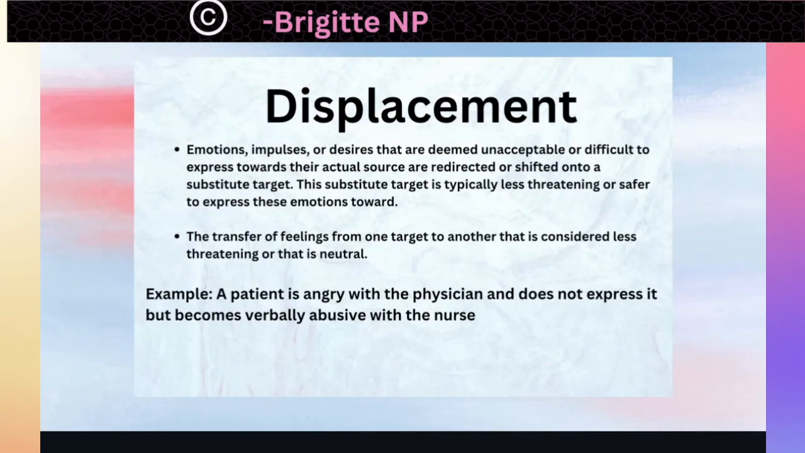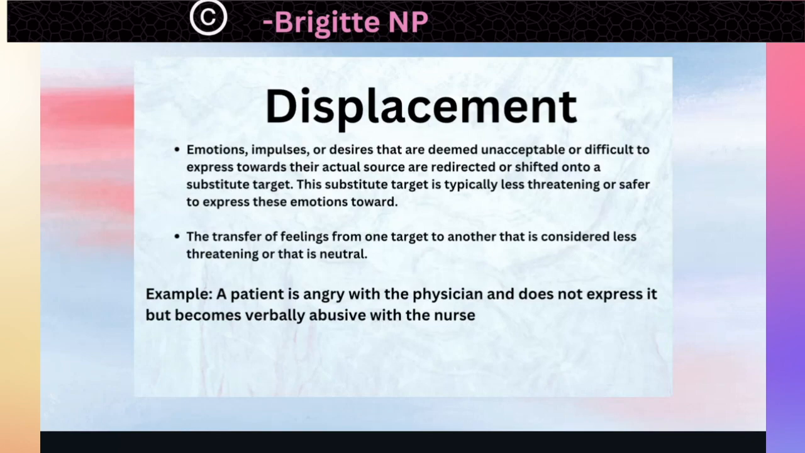This substitute target is typically less threatening or safer to express these emotions toward. It is the transfer of feelings from one target to another that is considered less threatening or that is neutral. So, an example might be a patient is angry with the physician and does not express it, but becomes verbally abusive with the nurse. So, for example, with displacement, imagine a person who experiences a frustrating day at work.